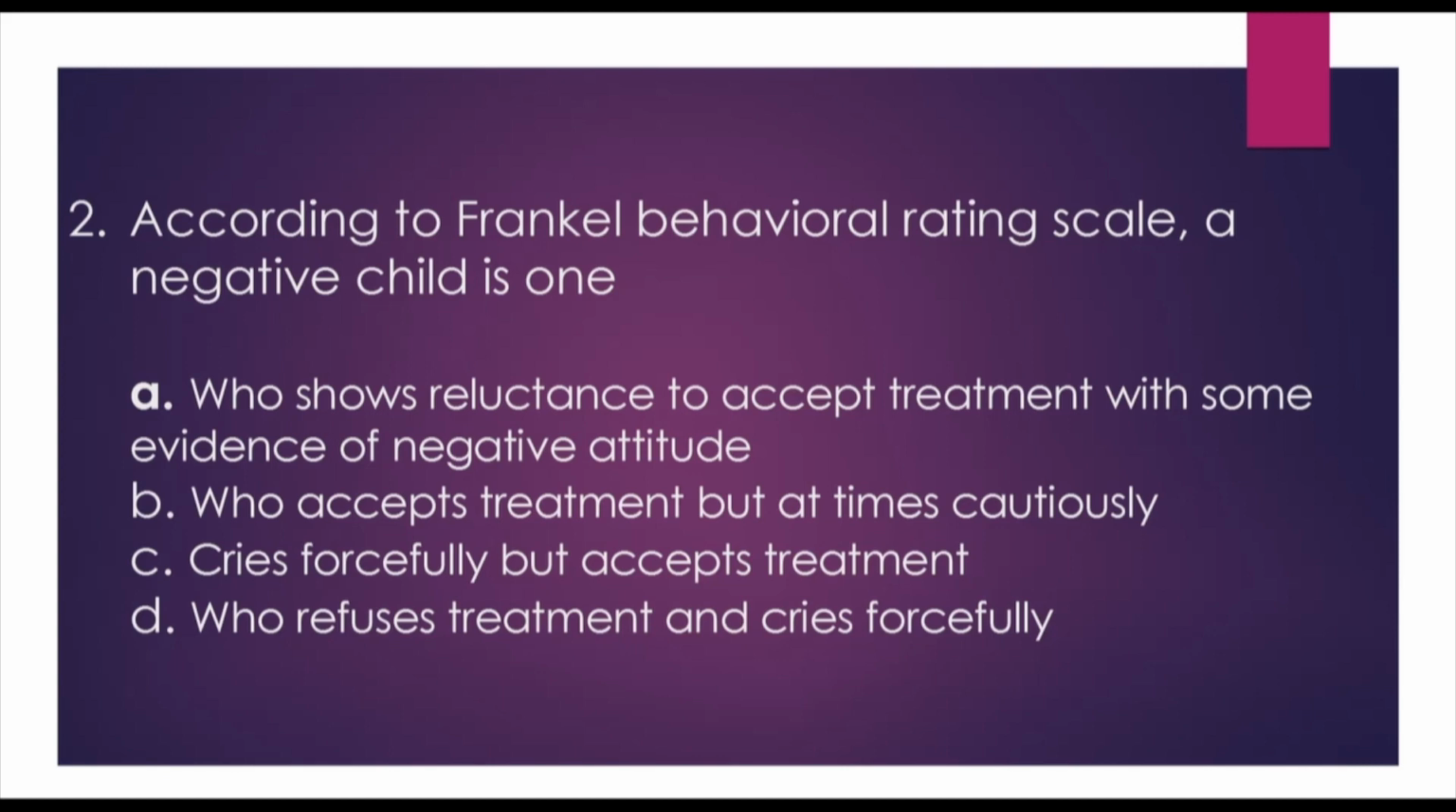before answering this question, you should know what Frankel's classification is. Frankel gave a behavioral rating scale in 1962. According to the behavior of the child, it has been rated by Frankel. In 1975 symbols were given for it. So what are the scales? Definitely negative, negative, positive, and definitely positive. So these are the behavior categories.